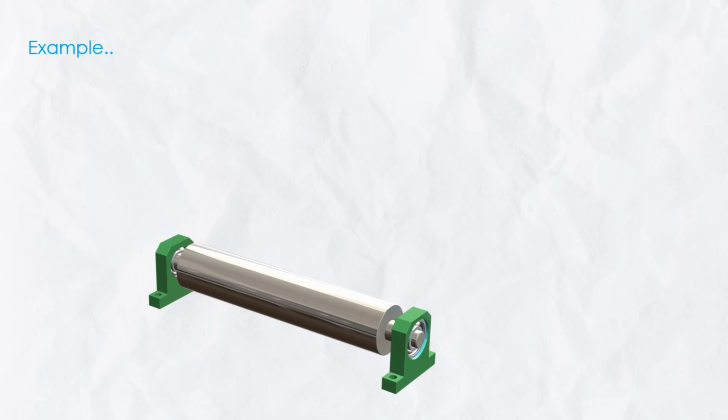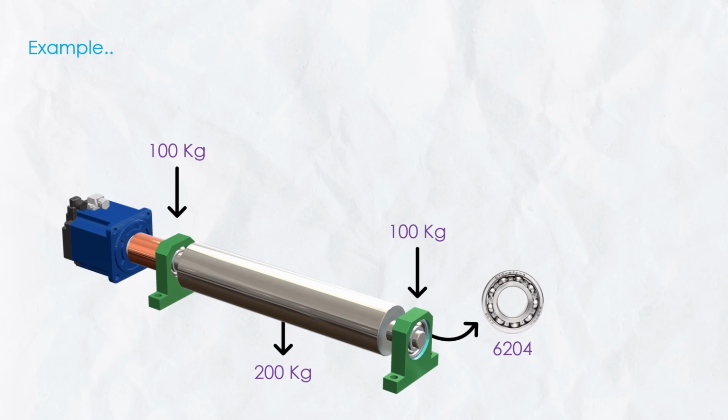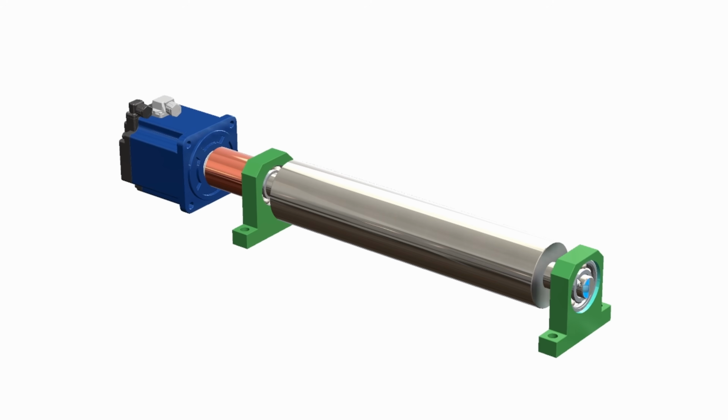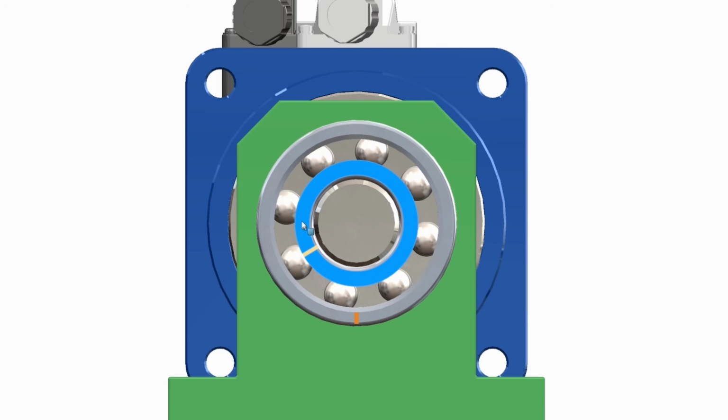Let's say we have these two simple bearing blocks with 6204 deep groove ball bearings, and a heavy shaft is there. The mass of the shaft is, let's say, 200 kg, meaning 100 kg is over each bearing. And a motor is connected and rotating this shaft. So what will be the fits over the bearing seats, over the shaft and in the housing of the bearing block? Step 1 is understanding the operating condition.